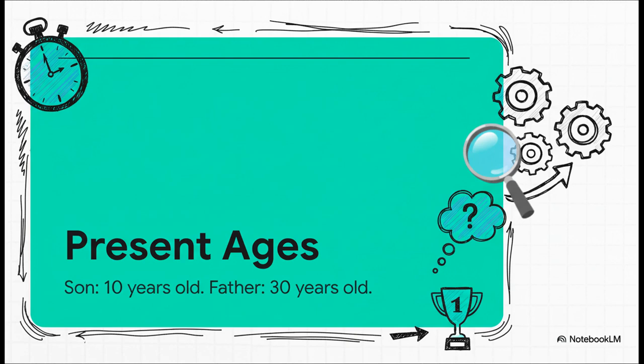You know, a great habit to get into on exams is to do a quick double check. In 10 years, the son will be 20 and the father will be 40. Is 40 twice 20? Yes, it is. It all checks out perfectly.